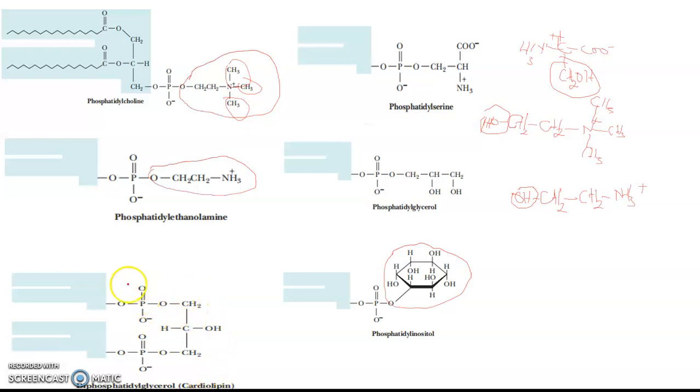So here we have two glycerol, they call it diphosphoglycerol. We have the first glycerol phospholipid, and we have the second glycerol phospholipid, which is joined together by a glycerol. So that's why it's called diphosphatidoglycerol. The two individual glycerol phospholipids are joined together by a glycerol backbone. This molecule is called the cardiolipin.